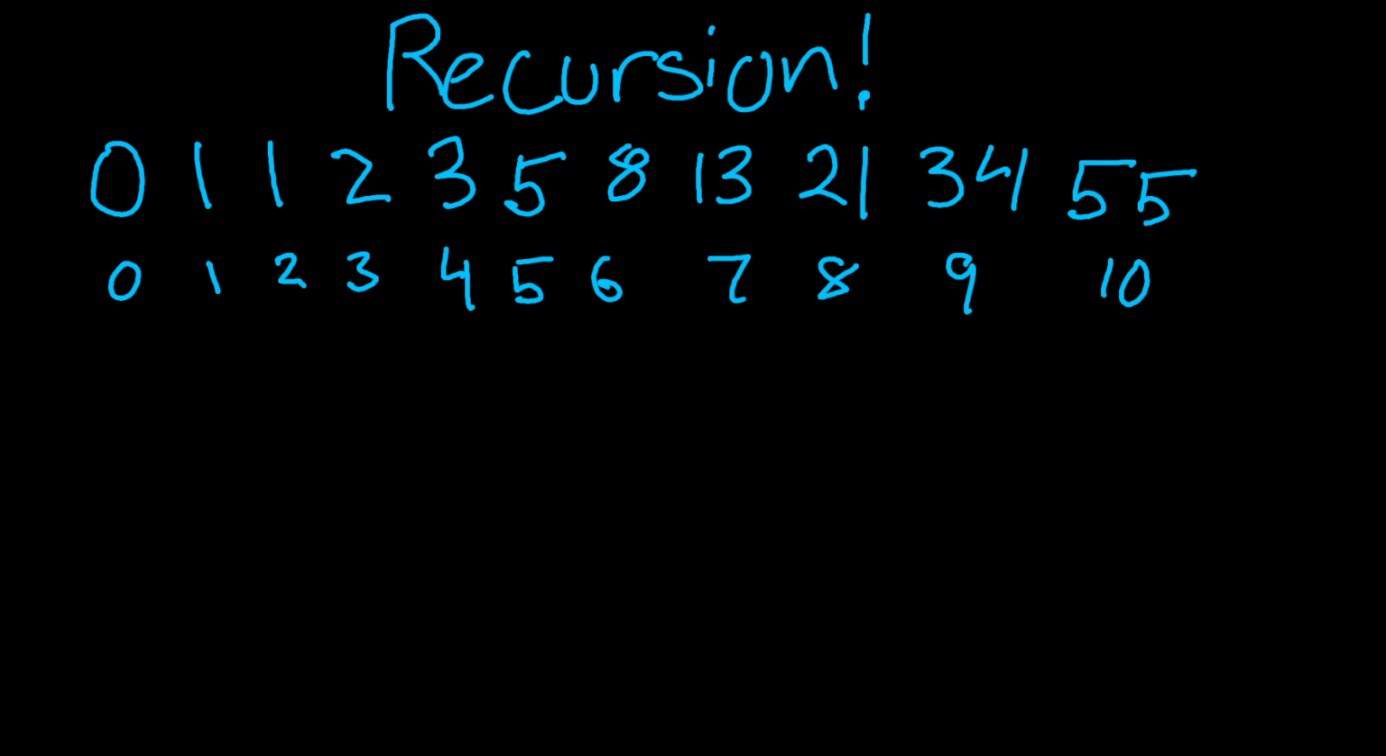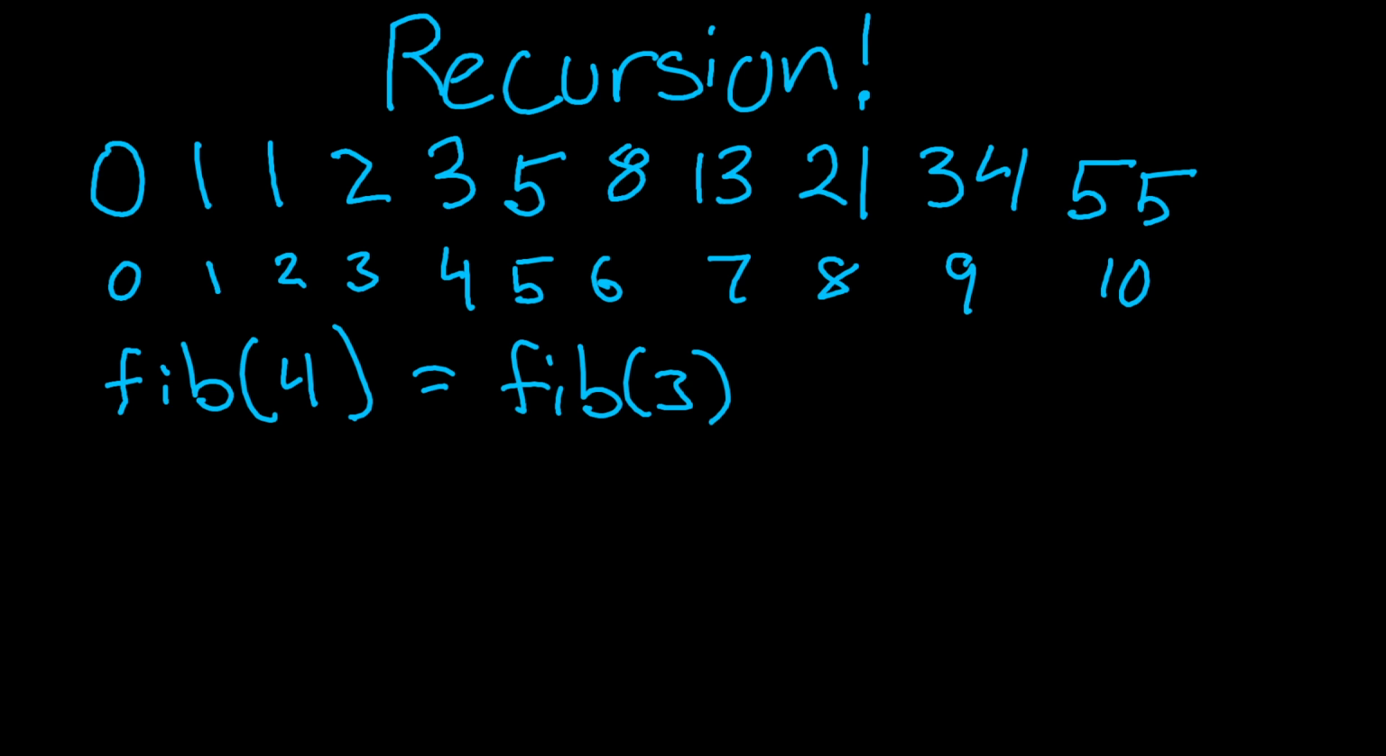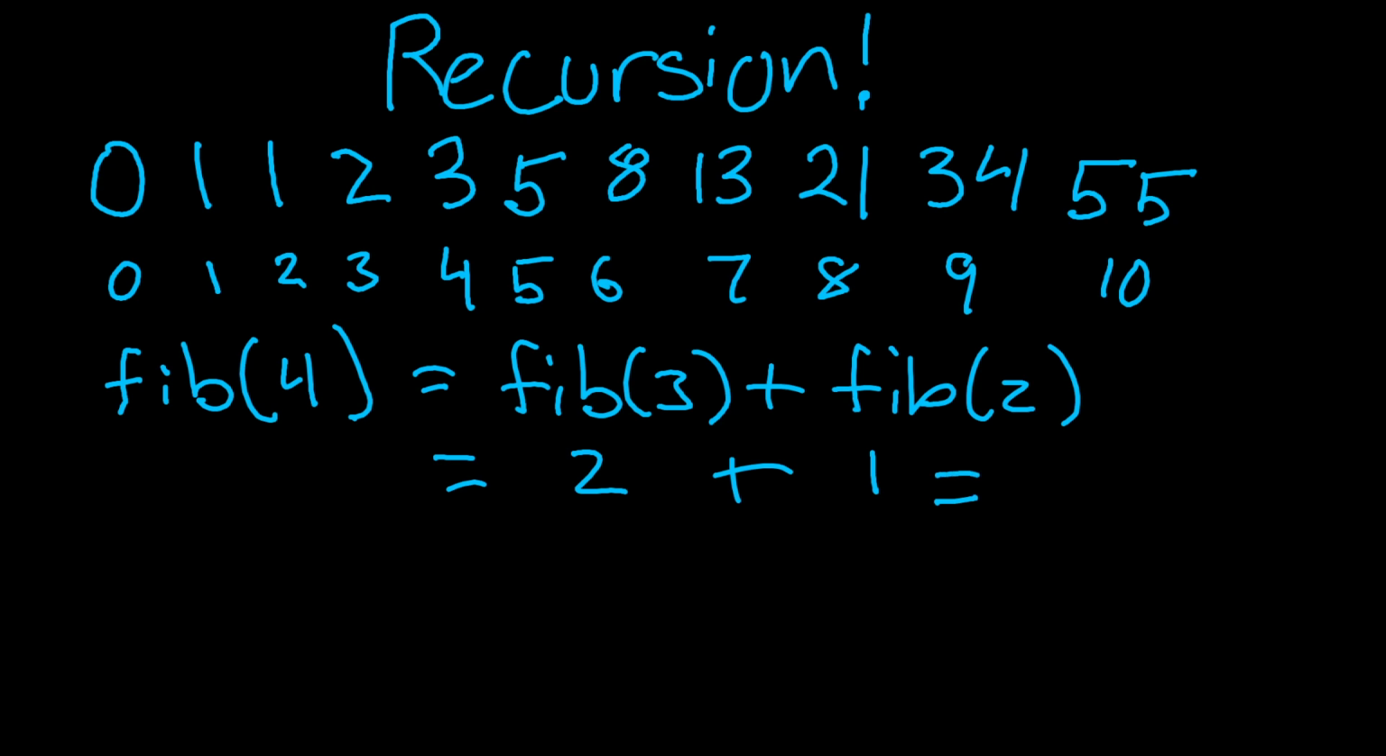So let's say I have a number, or let's define this. So I could do Fibonacci of 4. Well, that's going to be Fibonacci of 3 plus Fibonacci of 2. So the third number in the sequence is 2, and the second one is 1. So that's how we get 3.